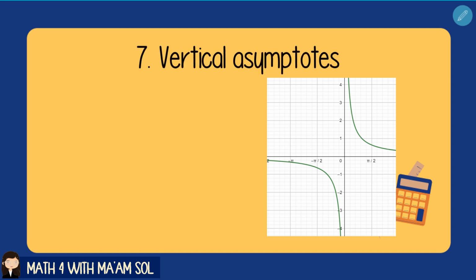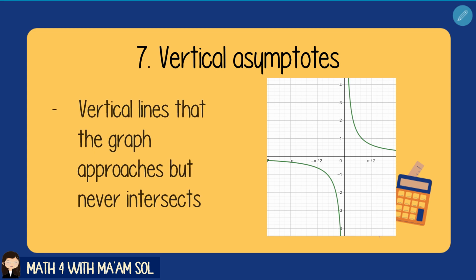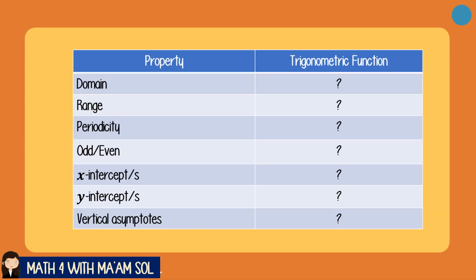Lastly, we will consider the vertical asymptotes of the graphs if they exist. Note that vertical asymptotes are vertical lines that the graph approaches but never intersects. We express vertical asymptotes as equations of the vertical line. So the goal is to examine the graph of each of the basic trigonometric functions and complete this table of properties afterwards. Let's go to the first trigonometric function.